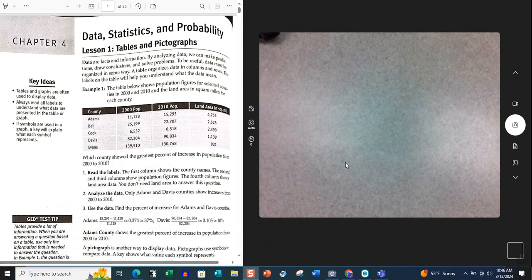The table below shows population figures for selected counties in 2000 and 2010, and the land area in square miles for each county. Okay, as you see here, we had a county, we had a population, and we had a land area. Which county showed the greatest percentage increase in population from 2000 to 2010?